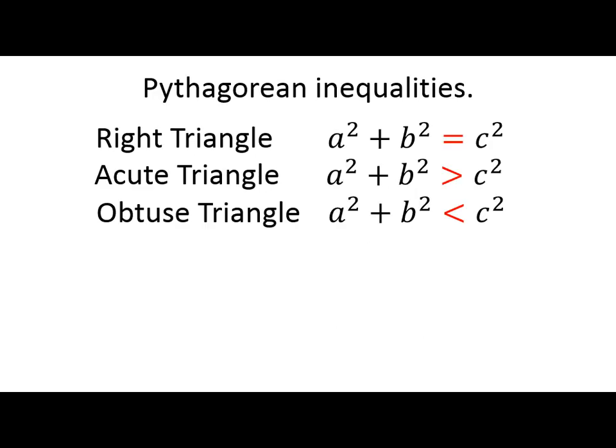All right. Now, the other thing, the Pythagorean inequality, so let's copy that down. For a right triangle, we have a squared plus b squared equals c squared. For an acute triangle, we have a squared plus b squared is greater than c squared. And for an obtuse triangle, we have a squared plus b squared less than c squared. The only difference is the sign. I'll give you guys time to copy that.